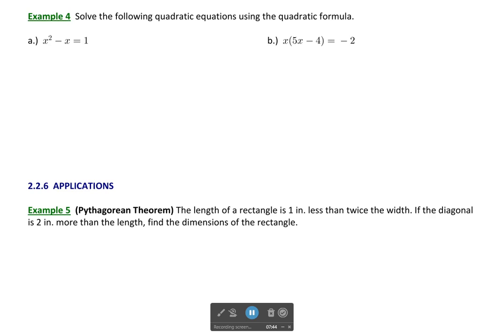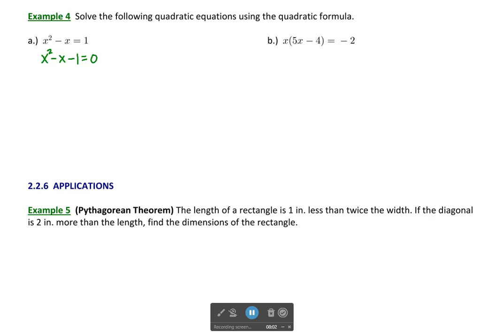An important thing to recognize about the quadratic formula is that it only works if all of my terms are on one side and equal to 0. So remember, if I'm going to factor, I need it equal to 0. If I'm going to use the quadratic formula, we also need it equal to 0.